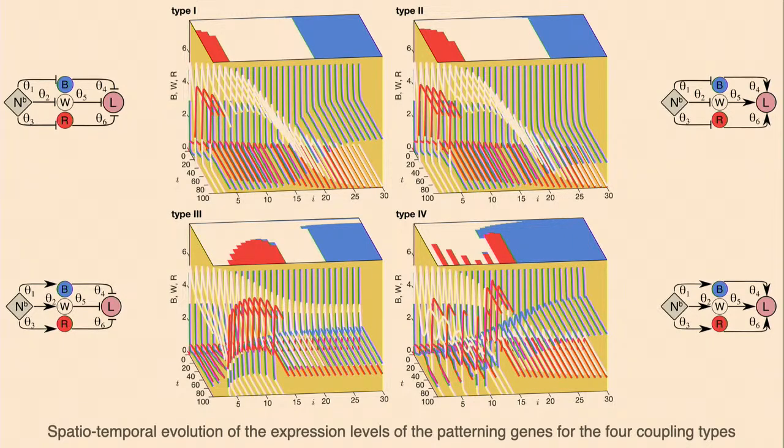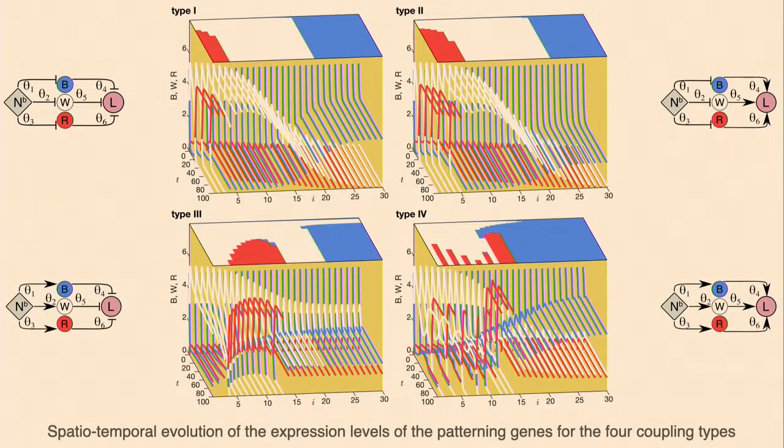What we see down here is a little bit different. So here, remember, what is common between these two is that notch is upregulating B, W, and R. The difference is what the genes do to L. So here they repress it, here they upregulate it. But here you see that you have a slightly different outcome.